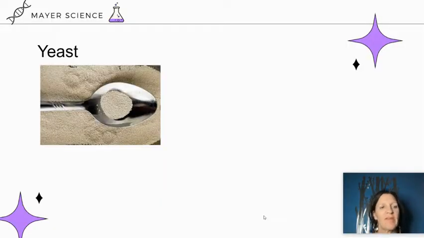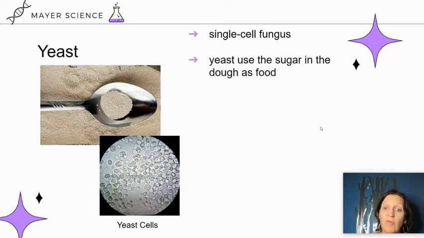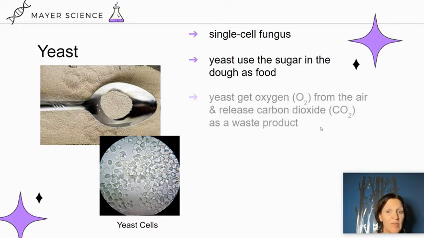Let's take a moment and talk a little bit about yeast. It's something that you might find in your kitchen. So, yeast is a single celled fungus. We can see right here what these cells of yeast look like. They are one celled organisms, unlike us, who are multicellular. Yeast actually use the sugar that we put into bread dough as their food source.